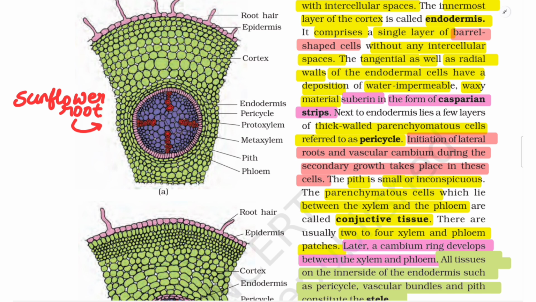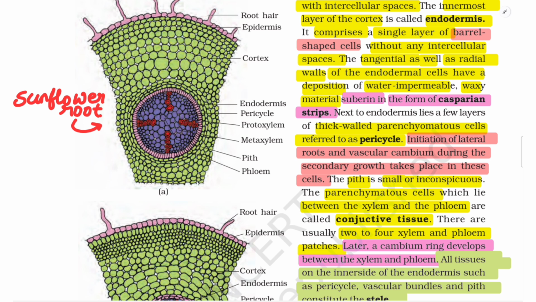The tangential as well as radial walls of the endodermal cells have a deposition of water impermeable waxy material suberin in the form of Casparian strips. Next to the endodermis lies a few layers of thick-walled parenchymatous cells referred to as pericycle. Initiation of lateral roots and vascular cambium during secondary growth takes place in these cells.